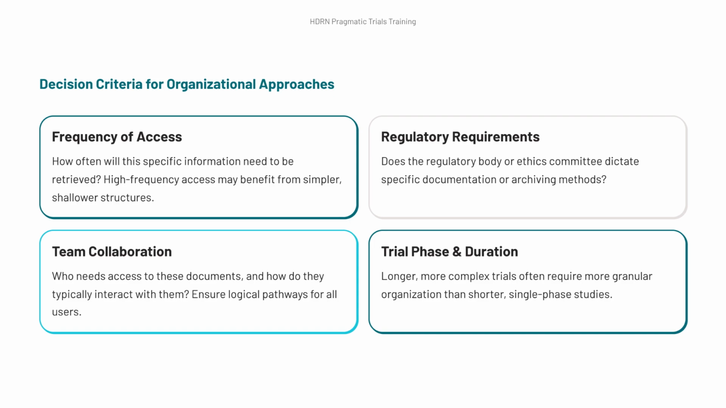Choosing how to organize files isn't arbitrary. It should be driven by how the trial operates. Consider how frequently documents need to be accessed, since high-use materials benefit from simpler structures. Regulatory and ethics requirements may dictate specific documentation or archiving approaches, so those always need to be built in. You also need to think about team collaboration, who needs access, and how they interact with the files, the phase and the duration of the trial. Longer, more complex studies usually require more granular organization than short, single-phase trials.